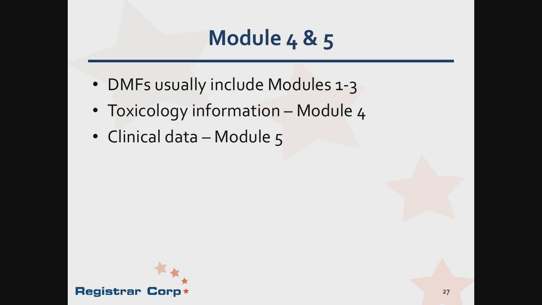Usually, DMFs will include Modules 1, 2, and 3. Module 4 is included when a company has toxicological information, such as Type 3 DMF. A DMF holder of a Type 3 may have a container that has run tests to ensure that that container will not affect the drug product. Module 5 is used when there is clinical data. Modules 4 and 5 may not be as common as Modules 1 through 3. However, it is an option if needed.